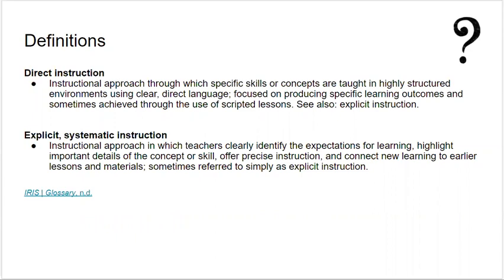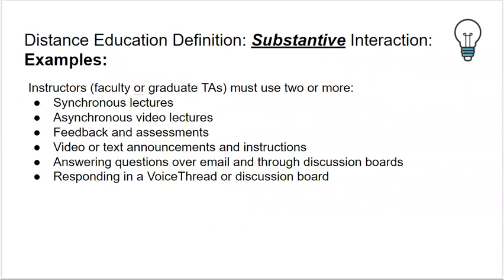The first bullet point on the definition of substantive interaction is direct instruction. And while the federal regulations do not define this specifically, we wanted to share some definitions. Some examples of substantive interaction are synchronous lectures, asynchronous video lectures, feedback and assessments, video or text announcements and instructions, answering questions over email and through discussion boards, or responding in a VoiceThread or discussion board. And these are just some examples.